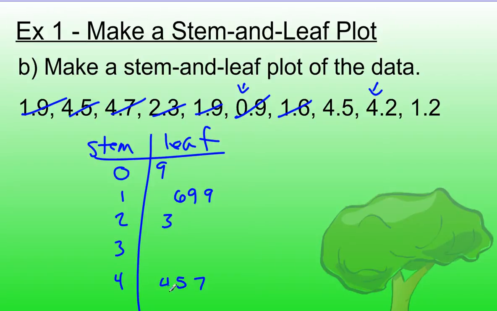45. 42. And 12. So when I did it, I still kind of put them in order. Look, each of these are in order from least to greatest.